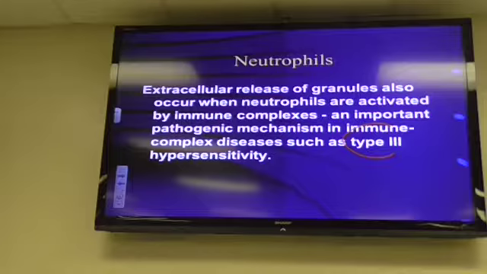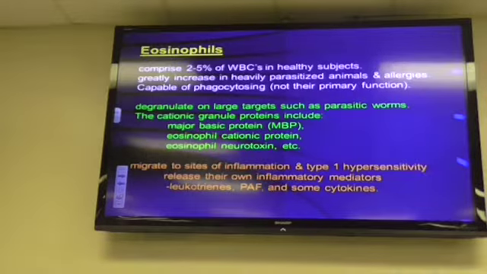Okay. We will talk about these immune complex diseases and hypersensitivities in later classes, but remember that neutrophil granules are mainly intended for killing the ingested organism, but sometimes they come outside and cause problems.